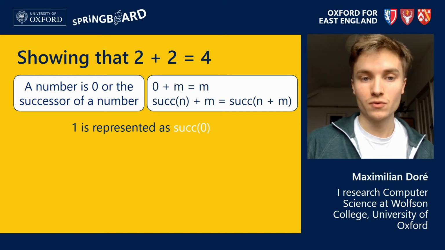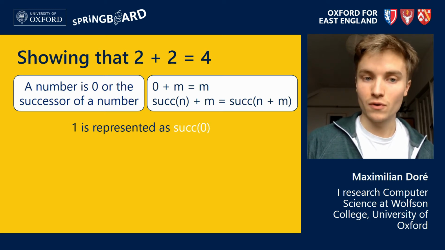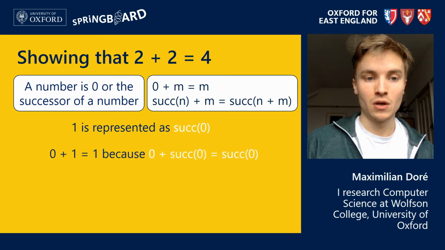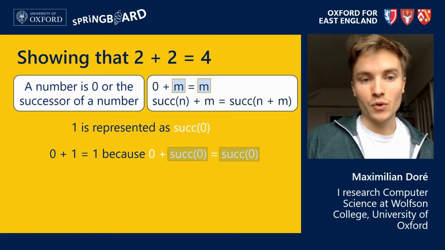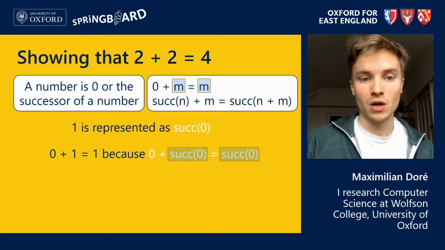So we have two lines with two different rules that we follow, depending on whether the first thing we put in our addition is 0 or the successor of some number. So for instance, when we calculate 0 plus 1, we just have to follow the first rule, because the first number we gave is 0, and the second number we gave is 1. So that's our m here, the successor of 0. And 0 plus anything will just be the second number that we gave. So we just know 0 plus 1 is equal to 1 by following this first rule.